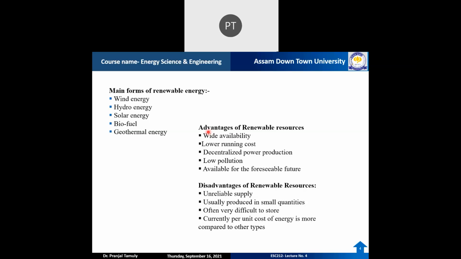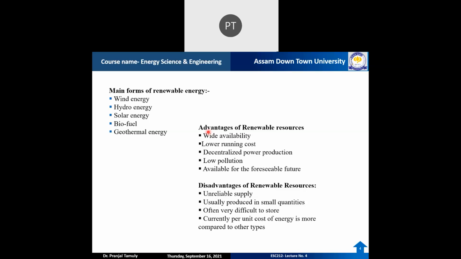Currently, the per unit cost of energy is more compared to the other types. The cost of this type of energy is higher because more technological advancement is needed so that we can tap this source of energy economically. So these are the main disadvantages of renewable energy resources.